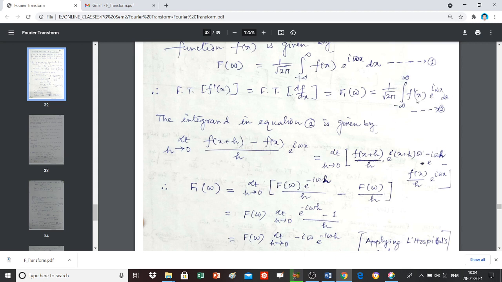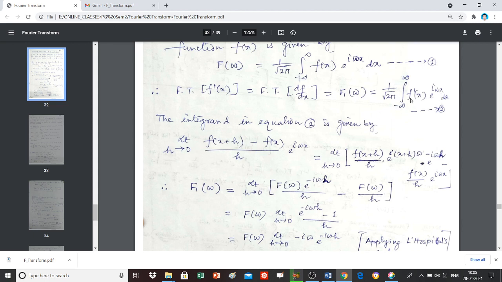You know the definition of differentiation of a function f(x) around the point x, when h tends to 0, which can be written as limit h tends to 0 of f(x plus h) minus f(x) divided by h. This is the definition of the differentiation of the function: the value of the function when x is increased by h, that is f(x plus h), minus the value of the function f(x), divided by h when h tends to 0. And I am just finding out the value of this f prime x e to the i omega x.